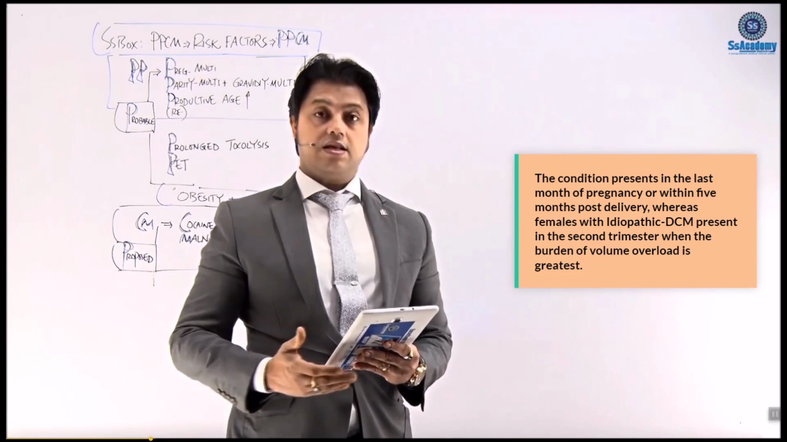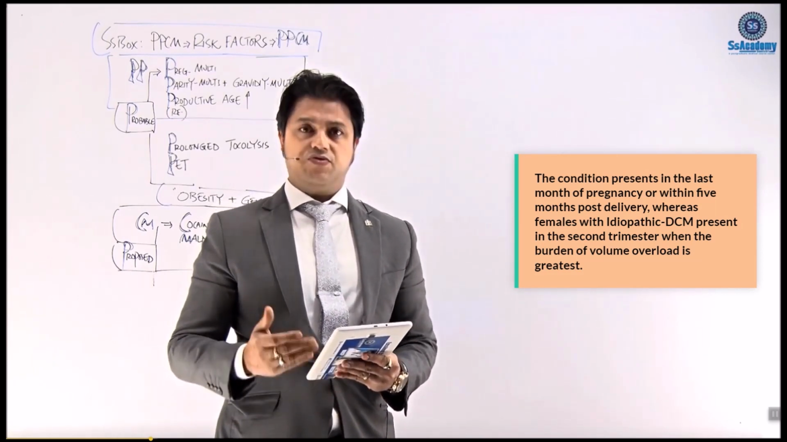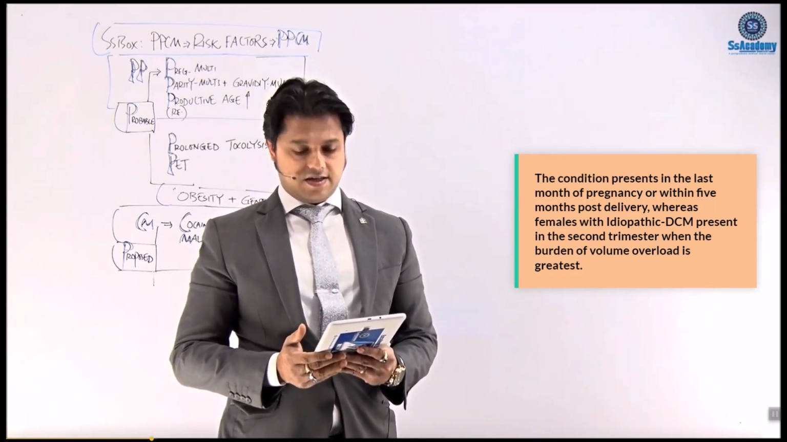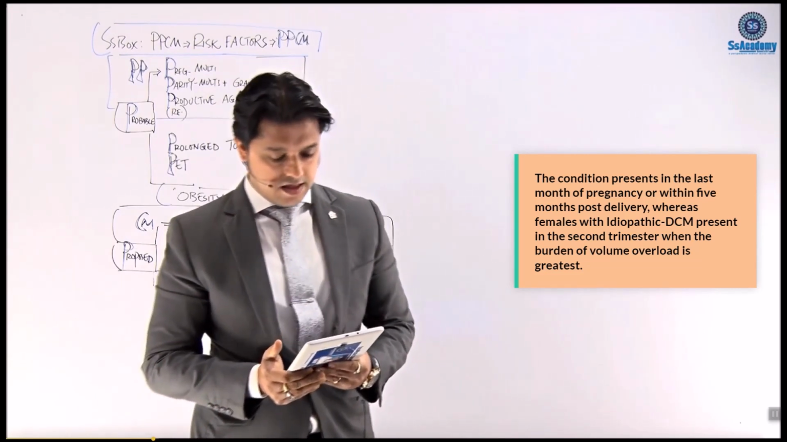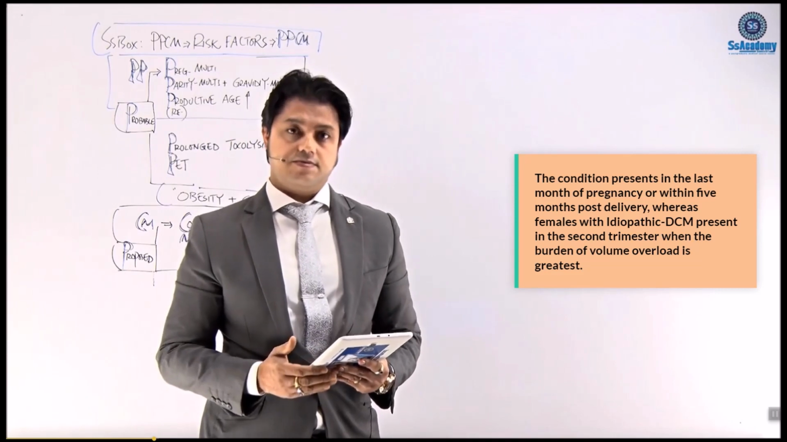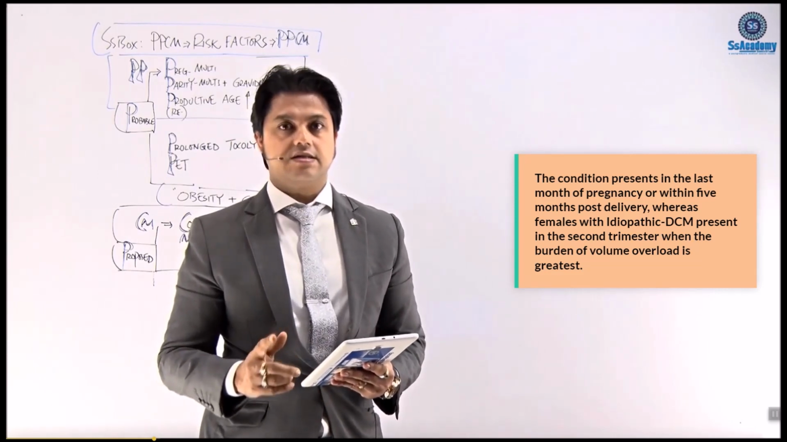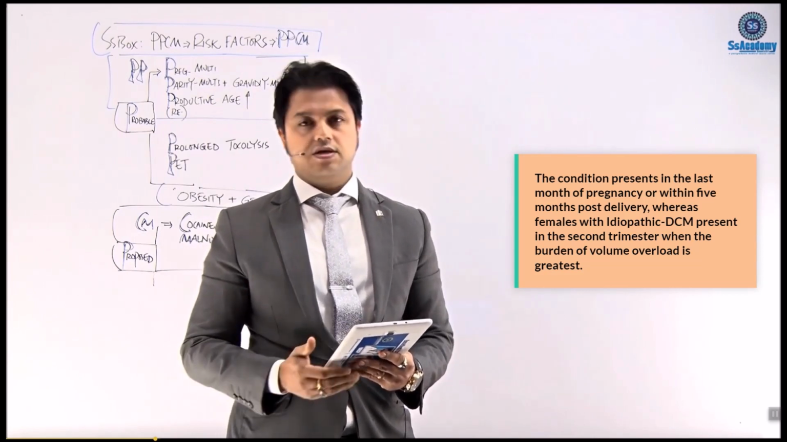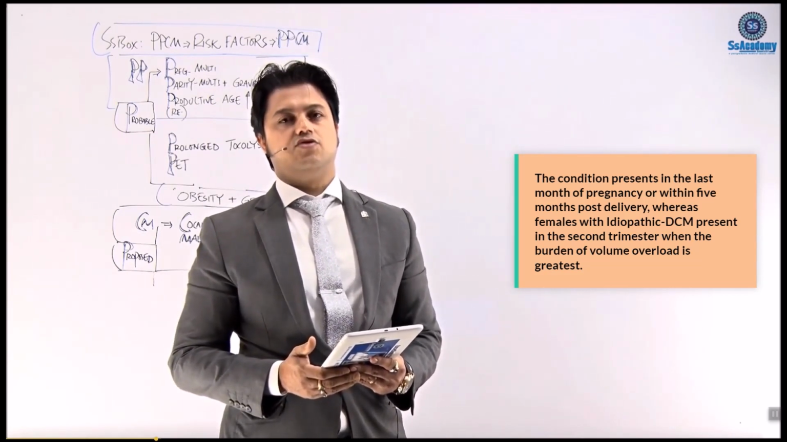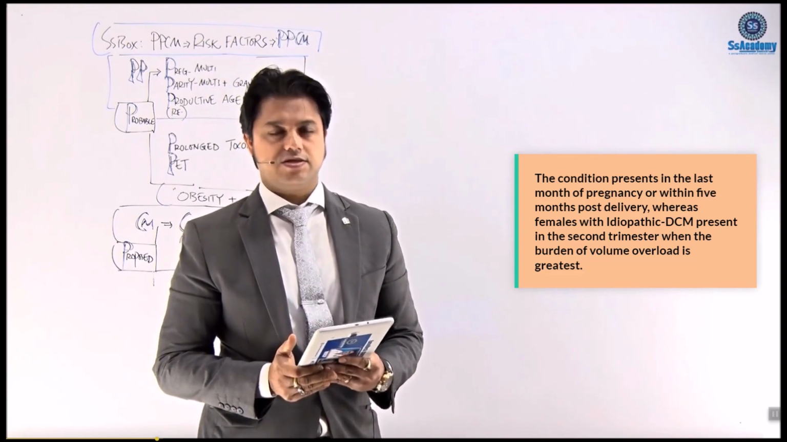The condition presents in the last month of pregnancy or within 5 months post-delivery, whereas females with idiopathic dilated cardiomyopathy present in the second trimester. It's very important. Circle the idiopathic, circle second trimester, when the burden of volume overload is greatest. Circle the volume overload. Second trimester, idiopathic, just remember.